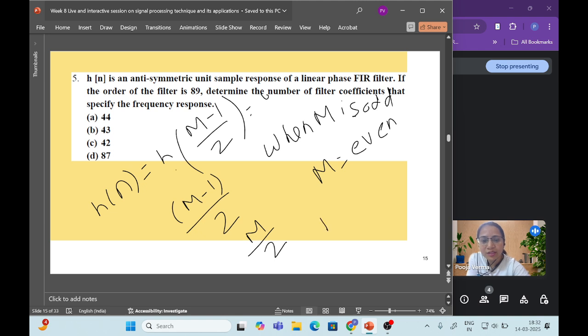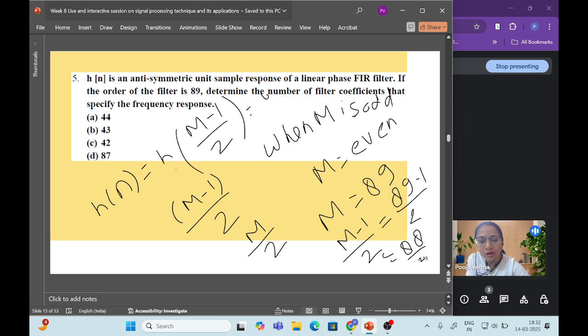So here M is given as 89, so it is odd. So the total filter coefficients will be (M minus 1) divided by 2, that is 89 minus 1 divided by 2. So it is 88 divided by 2, which is equal to 44, right? So option A is the correct answer for this question.